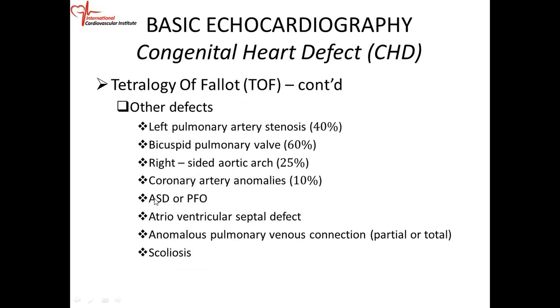So when you have an ASD or a PFO, there's a tendency to call that pentalogy of Fallot. And it's fairly common. So when we say pent, we mean 5. So pentalogy of Fallot is when you have an ASD or a PFO. Atrioventricular septal defect, anomalous pulmonary venous connection, partial or total, and you can get scoliosis. So these are some of the associated features, associated conditions, or other defects associated with tetralogy of Fallot.